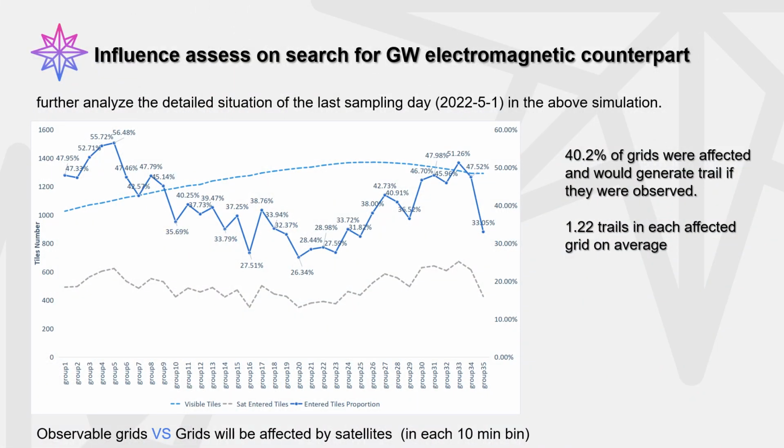40% of grids were affected and would generate trails if they were observed. On average, 1.22 trails in each affected grid are generated.